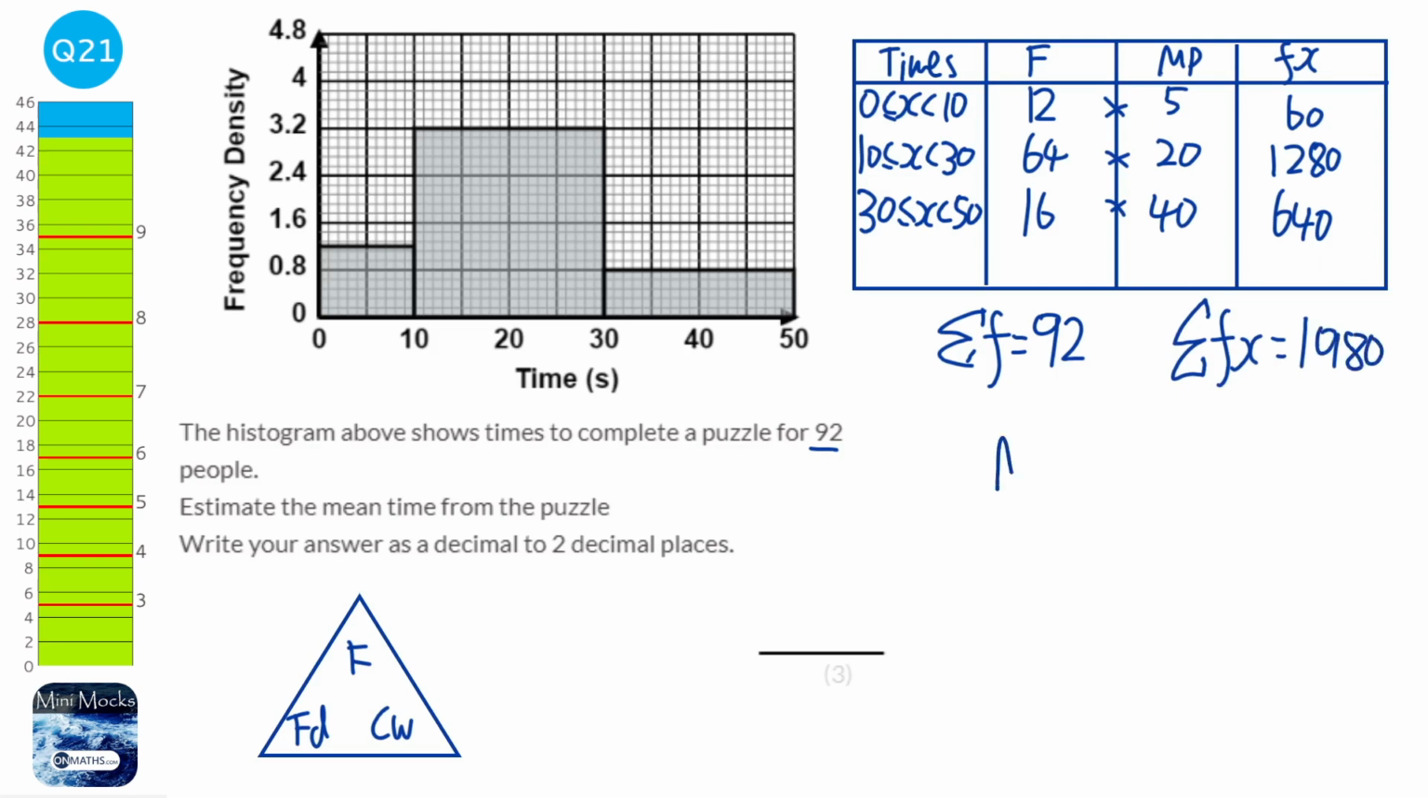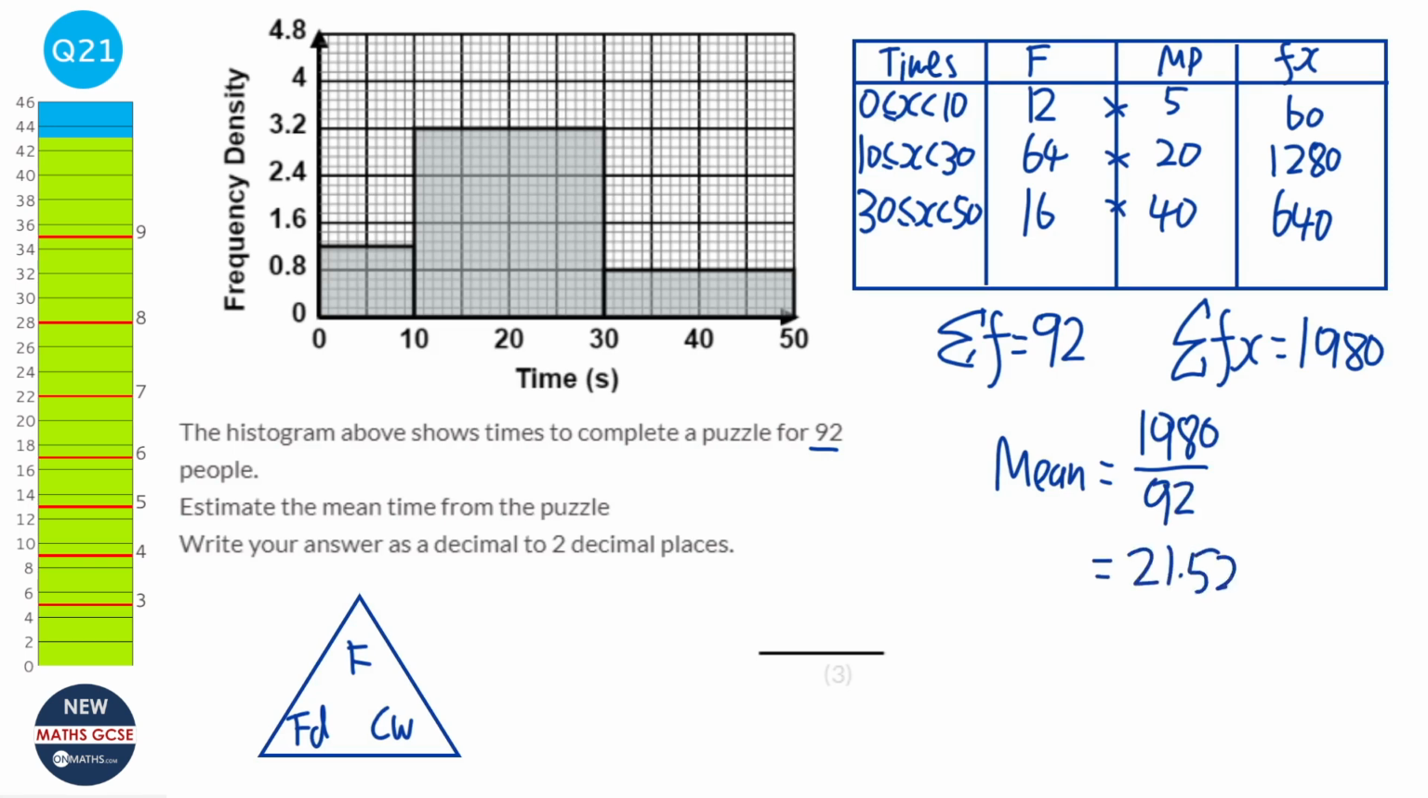So to find the mean, we do the sum of fx over the sum of the frequencies, and that will give us 21.521, blah blah blah, and to 2 decimal places, which is what the question asks for, it's 21.52.